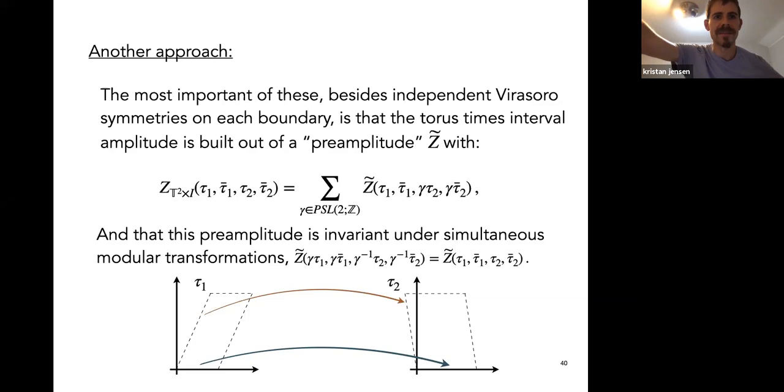The most important of these inputs, besides Virasoro symmetry on the boundaries, is the existence of something that we call a preamplitude, Z tilde, which has the interpretation of the gravity path integral where, if you follow a spatial cycle of one boundary, it becomes the spatial cycle of the other. And same thing for the temporal ones. And the full 3D gravity path integral is comprised of a modular sum over this preamplitude. That ingredient was quite powerful for us, because then this preamplitude would be invariant under simultaneous modular transformations acting on the two boundaries.